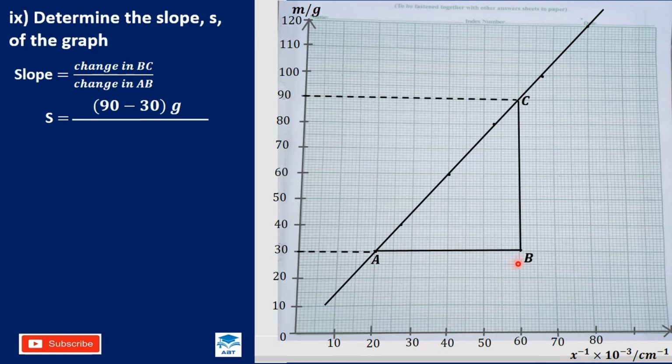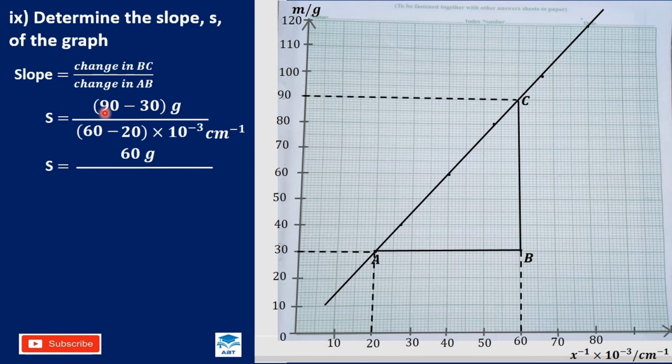For change in AB, we have 60 minus 20. Remember, times 10 exponent negative 3 on the horizontal axis, and the unit is per centimeters. So 90 minus 30 is 60 grams, and 60 minus 20 is 40. Remember, times 10 exponent negative 3 on the horizontal axis, and the unit is per centimeters.